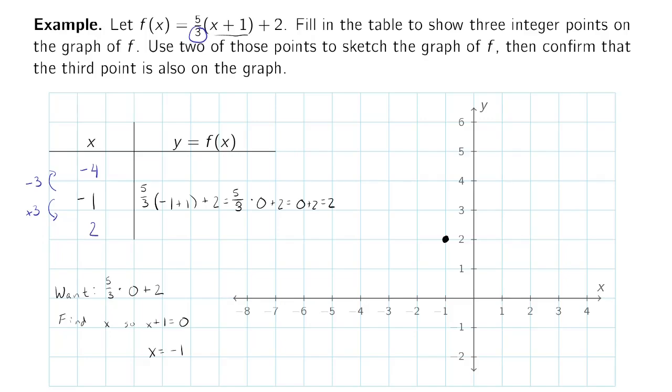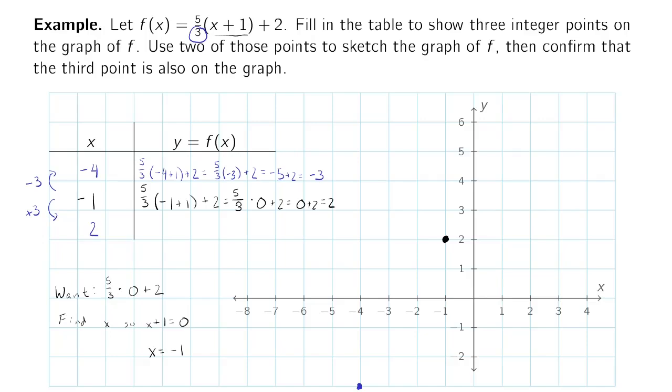If we plug these in, well, when x is negative 4, we have 5/3 times negative 4 plus 1, plus 2. That's 5/3 times negative 3 plus 2. 5/3 times negative 3 is negative 5. Negative 5 plus 2 is negative 3. So we have a point at negative 4, negative 3. That's way down here.